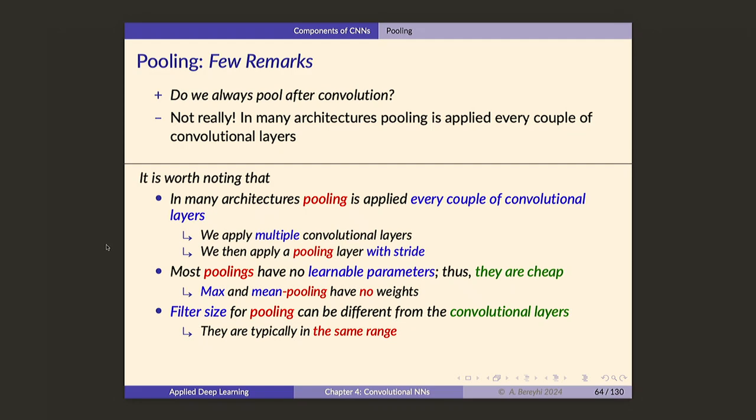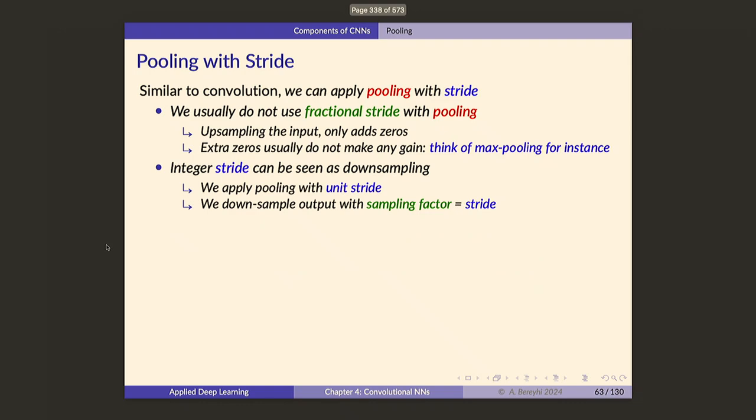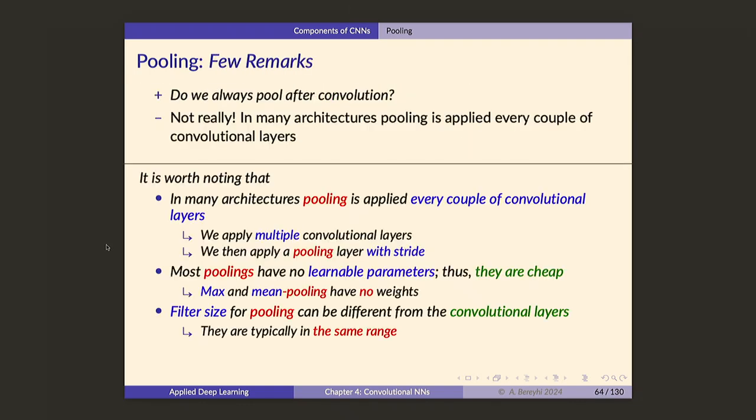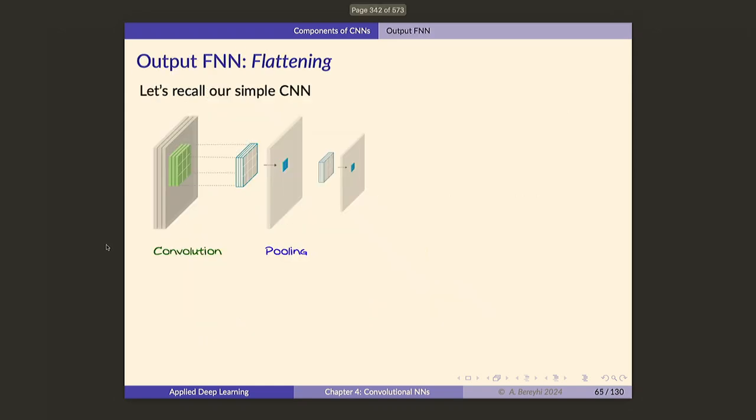And the filter size of the pooling can in general be different from your convolutional filter, but usually in practice they are the same. But it's not a must, again. You can always play with all of them. They're not going to gain you something huge, but you can do it. So we now know what convolution is, and we know what pooling is.